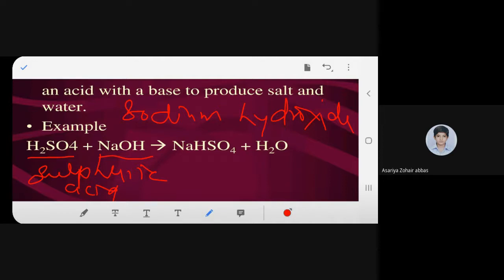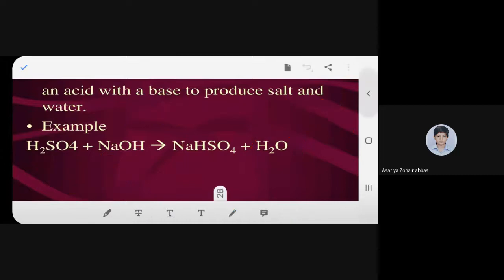It's sulfuric acid, H2SO4. NaOH, sodium hydroxide. And this one is sodium hydrogen sulfate. And what is liberated? Water is liberated. Is this clear?